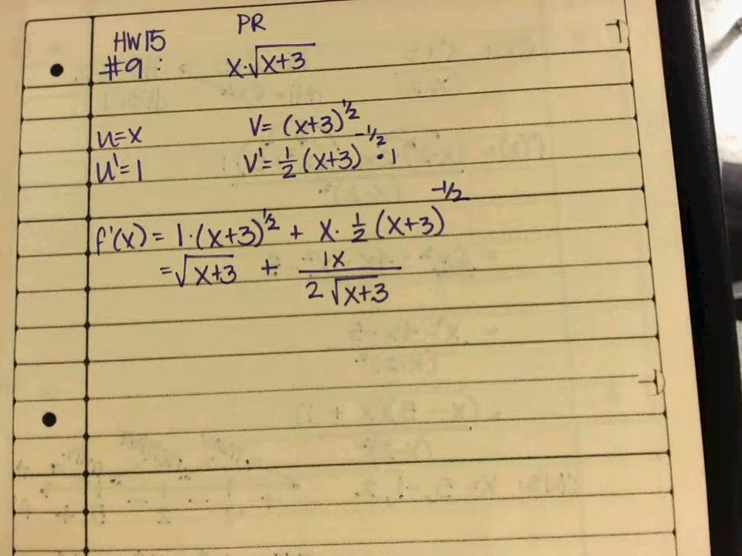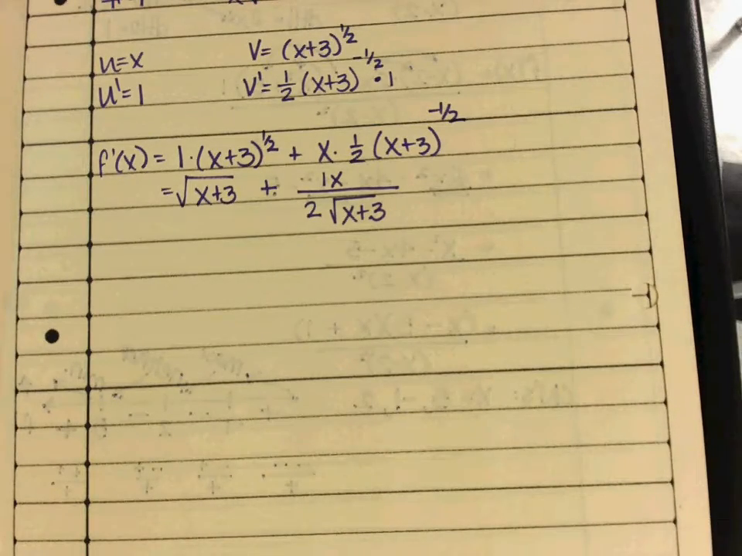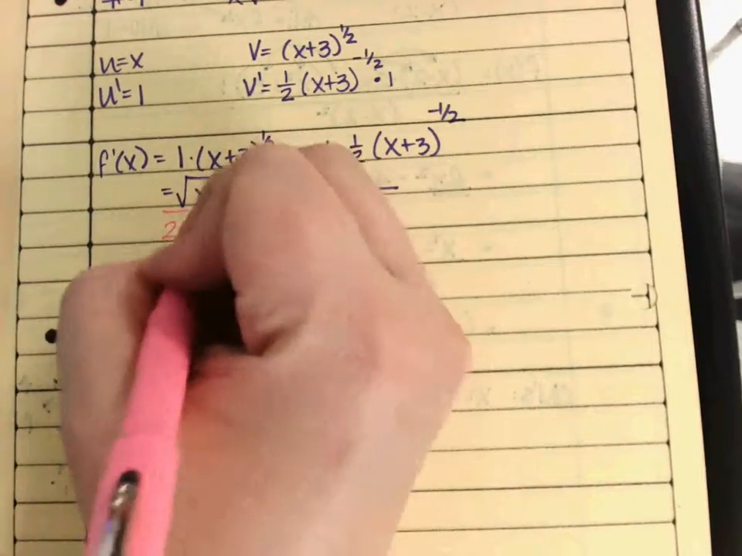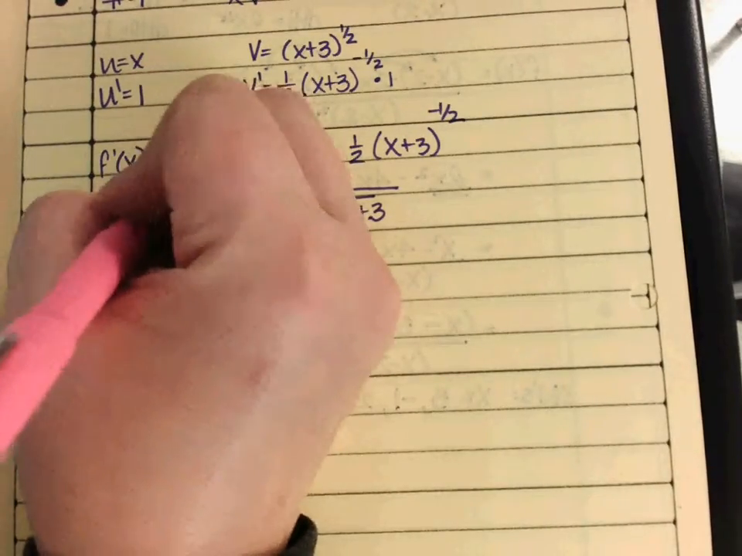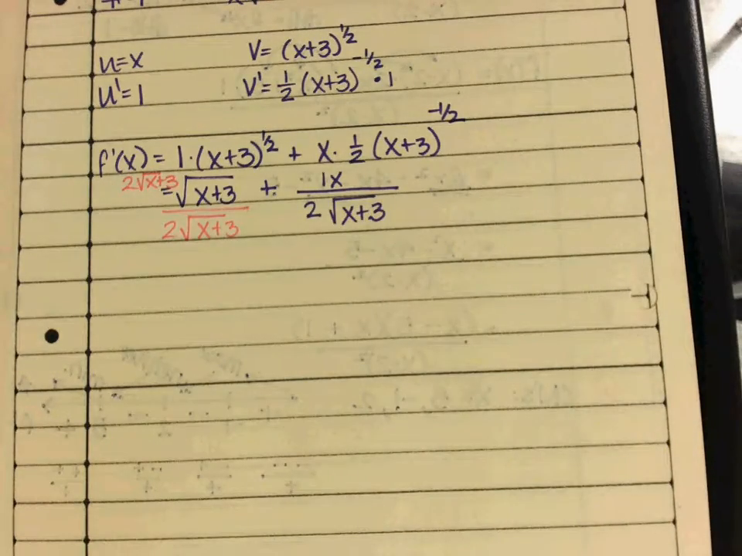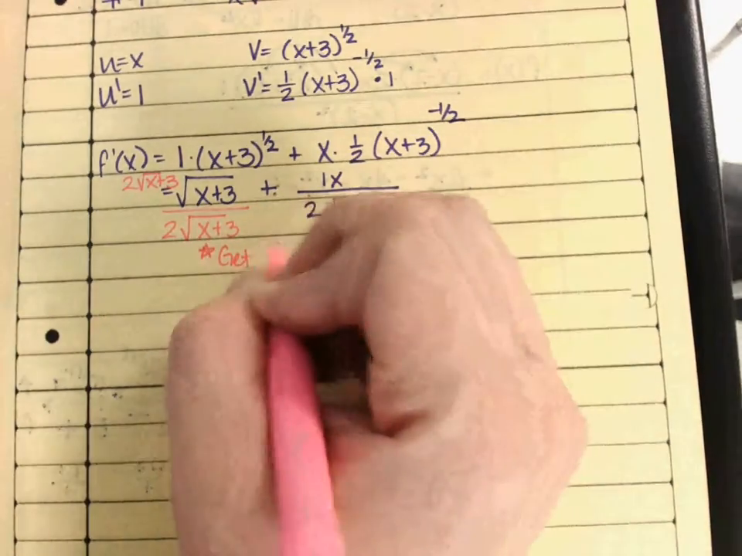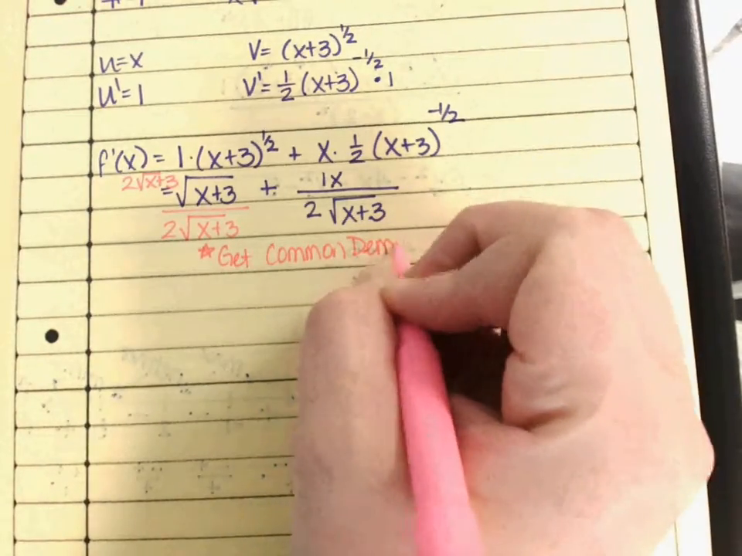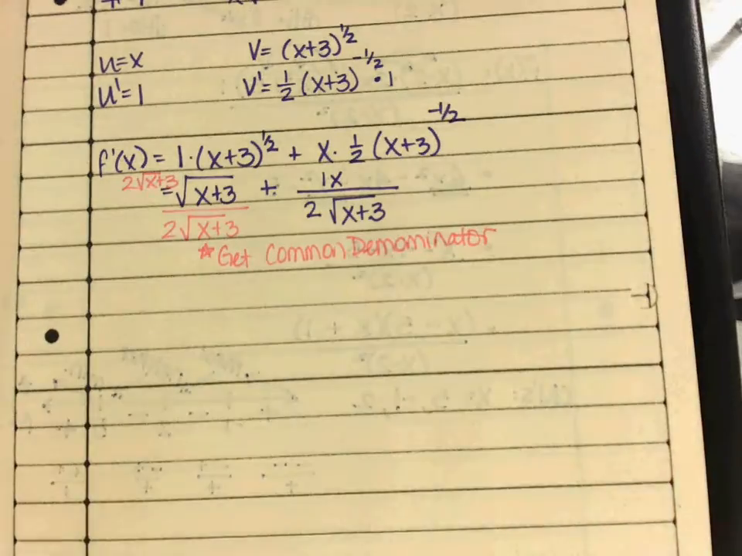You need to get a common denominator. What does the first fraction need that the second fraction has? A 2 and an x plus 3. A 2 and an x plus 3. The bottoms have to match. So in pink here, I am trying to get a common denominator. So we're getting a common denominator.